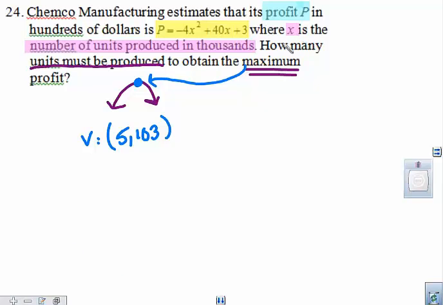and that is represented by x. Make sure you read carefully. Do not stop and say 5, because x is the number of units produced in thousands. So your answer should be 5,000 units. Make sure that you read if it's scaled. Okay, this was scaled by thousands.